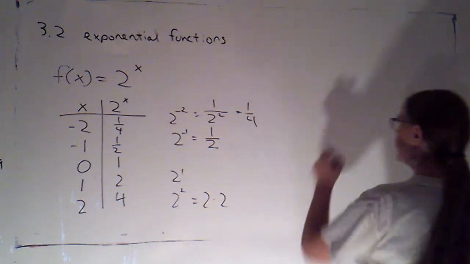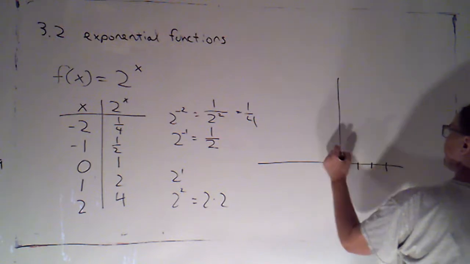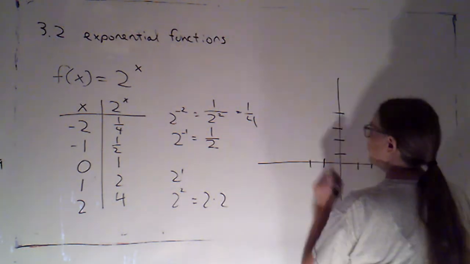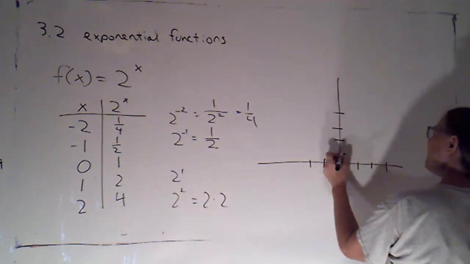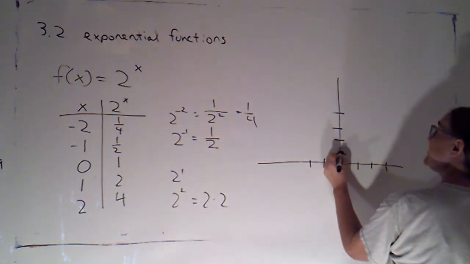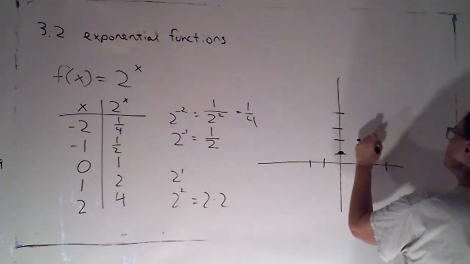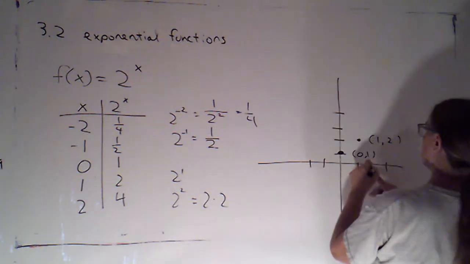All right, so I can plot these points. So let's see. I'm going to, again, plot these points first. At 0, we're at 1. So the y-intercept is 0, 1. We've got the point 1, 2. And then we've got the point 2, 4.